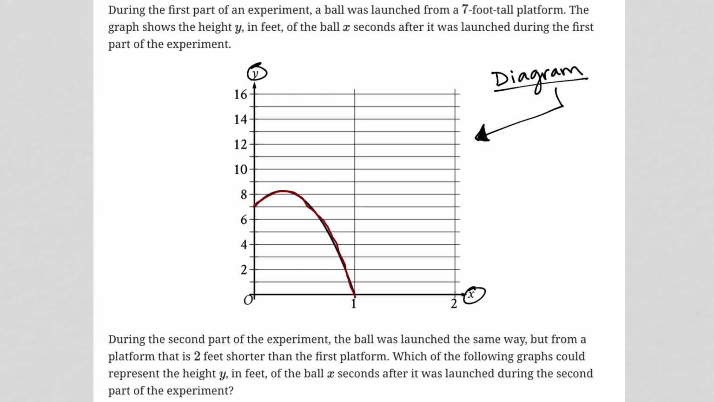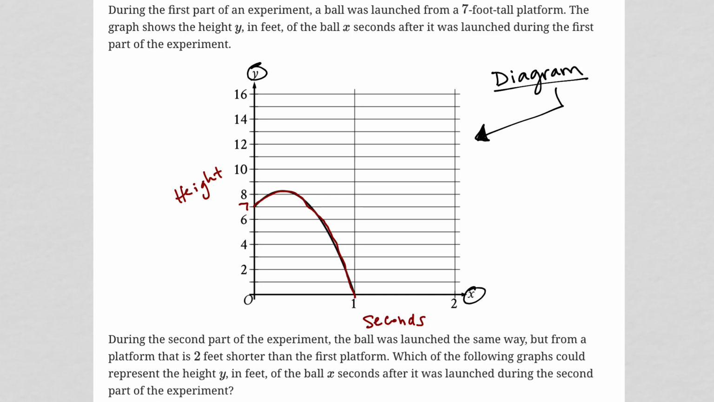So the question here says, during the first part of an experiment, a ball was launched from a 7-foot tall platform. All right, let's see if I can understand that through the graph. Looks like this is 7 here, so my y-axis must be the height, right? So the 7-foot platform is where the ball is launched. The next sentence says the graph shows the height, y, in feet, so we have that, of the ball x seconds, so these are seconds down here, after it was launched during the first part of the experiment.